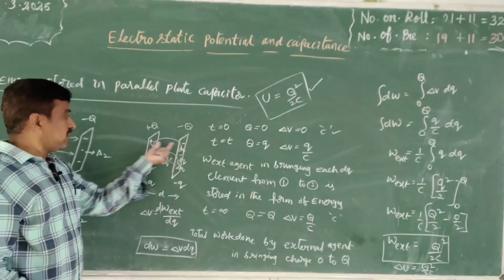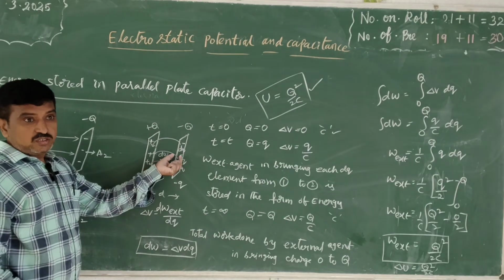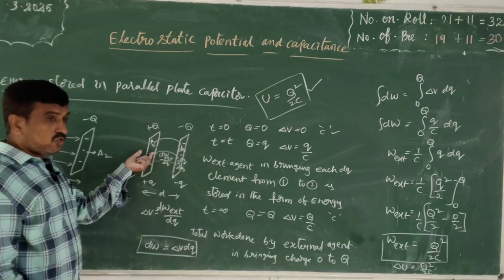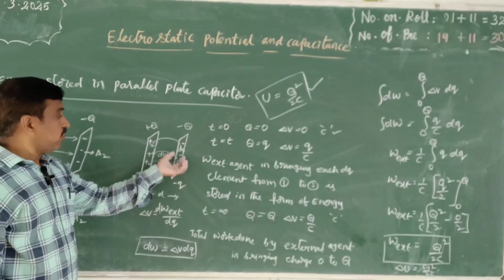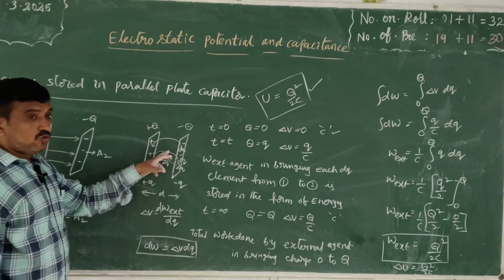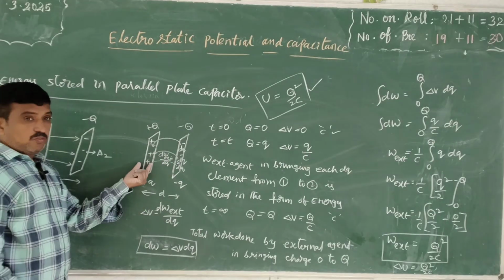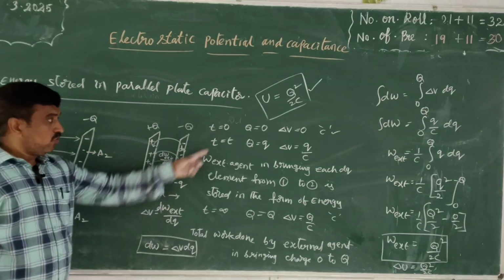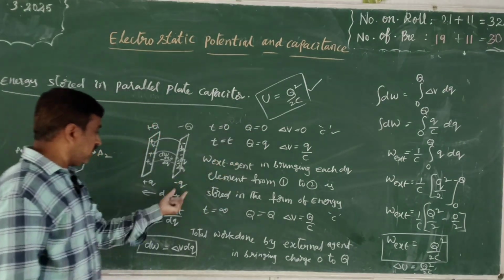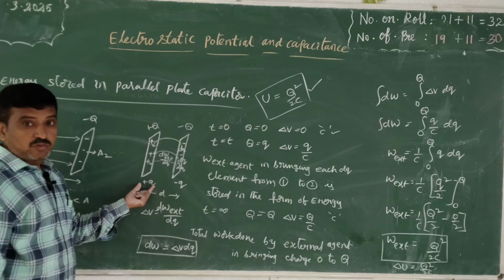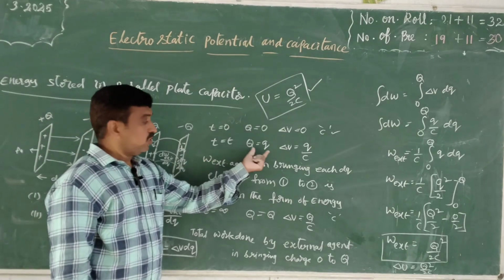Why? Because here is minus and here is plus. For taking a charge there is repulsion, and placing a plus charge here also meets repulsion, so we have to do some work. That is dW by the external agent on dq charge. So the next charge we can place here. At t equal to 0 time, there is no charge; at t equal to t time, minus q here and plus small q here. So that is q equal to small q.